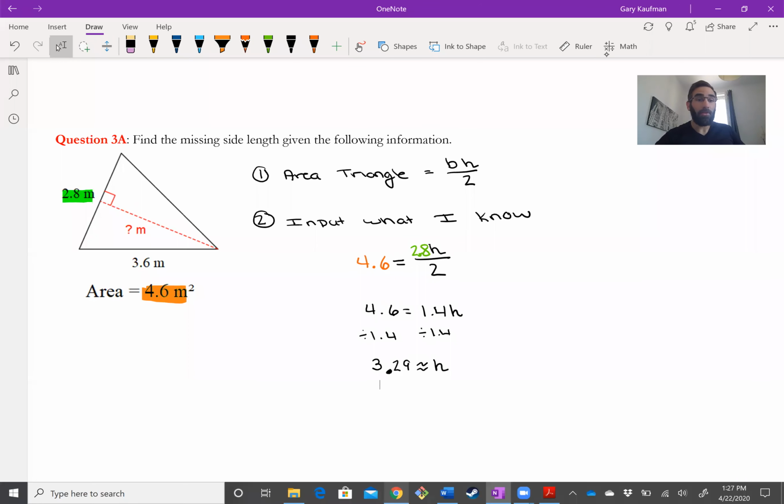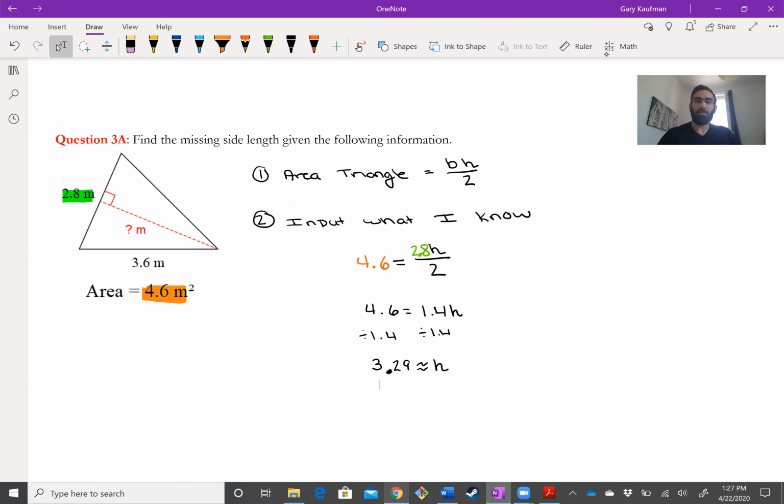As you found out, I gave you one on purpose that didn't work out nicely because I wanted you to really think about how it worked versus just guess and checking. So I know that base times height, well, my base you see highlighted in green, so I wrote in green 2.8 times h divided by 2 will be 4.6. So, well, I can do 2.8 divided by 2, that's 1.4.